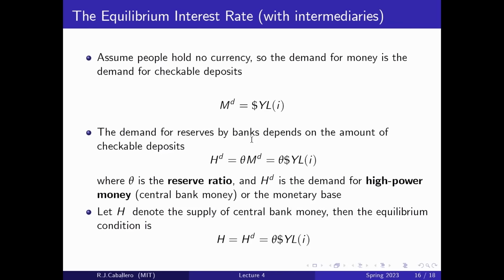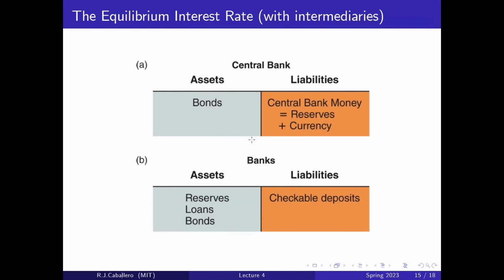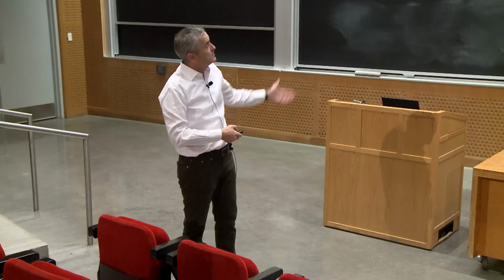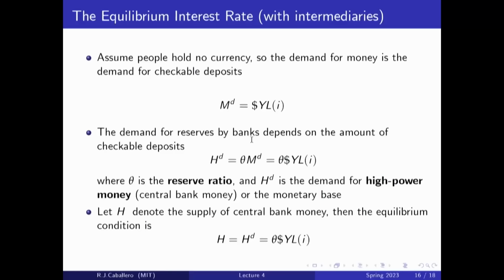Okay? So if we go back to my balance sheet here, the central bank cannot control total money because it cannot control the amount of checkable deposits in the economy. But it can control this money here. And since we have no currency in my example, it really can control the supply of reserves. Okay? And so now we have a demand for reserves, which is just proportional to money demand, equal to some fixed amount, H, which is the supply of high power money by the central bank. And then the equilibrium looks exactly like before.